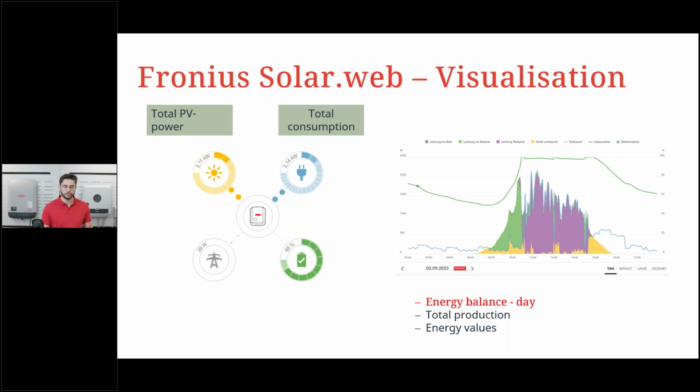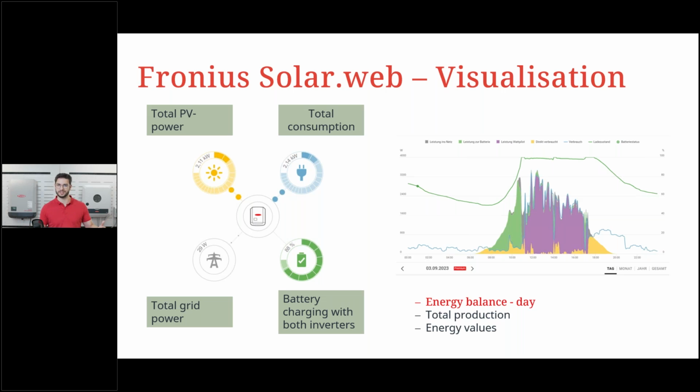We would see the total consumption, because one primary smart meter gives the data to the master, to the GEN24 in this case. We see the total grid power and also the battery charging with both inverters, if we have enabled the charging from the SnapInverter as well. So this is how it would look. And on the right-hand side, this would be the daily production curve, which also shows us both systems, SnapInverter and GEN24.